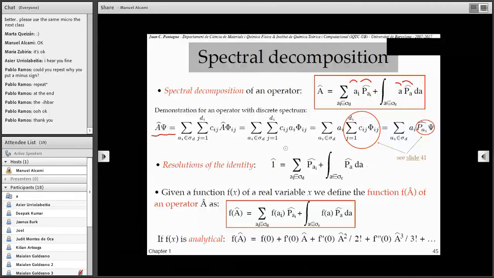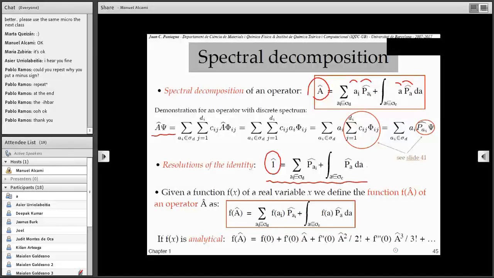In particular, if I apply this to the identity operator, we have what we call a resolution of the identity, which in fact is the same that we have written before in an explicit basis set. This is the way of putting a resolution of the identity in terms of projectors onto subspaces of any operator. For any operator, we can choose a basis set, a complete set of eigenstates, and then write a resolution of the identity as a sum of all the projectors onto the eigenspaces.